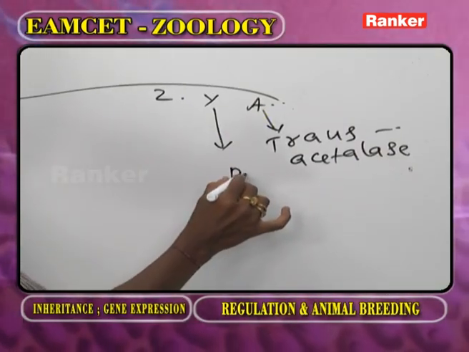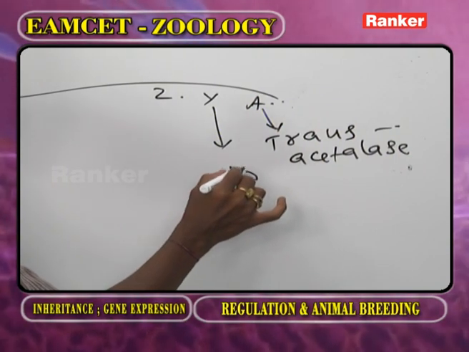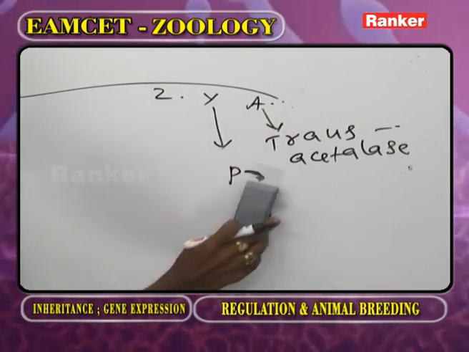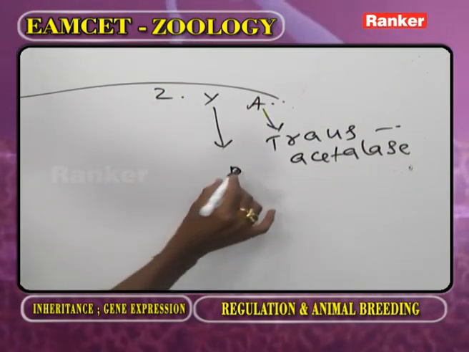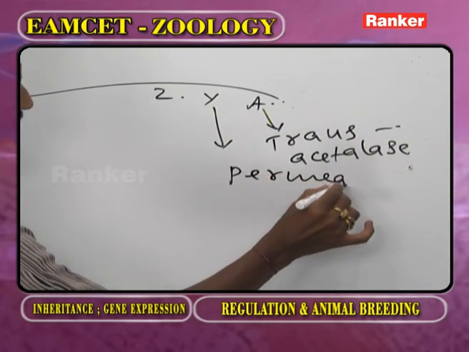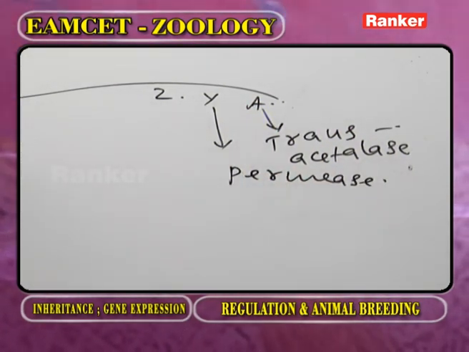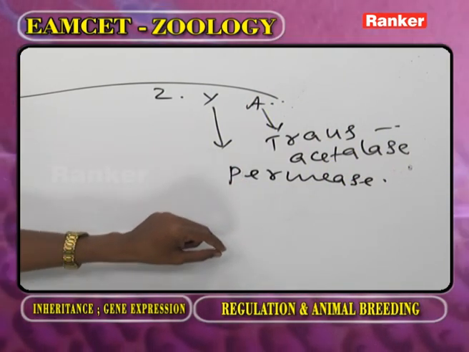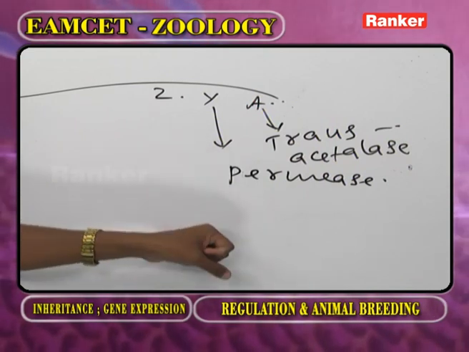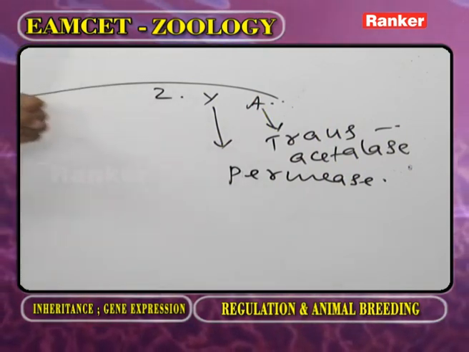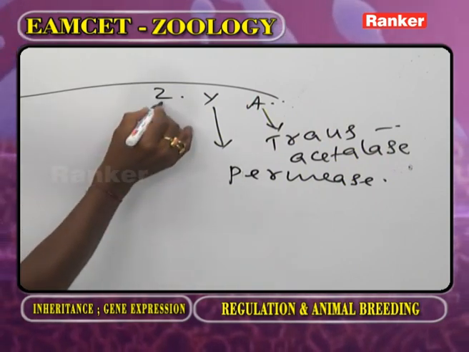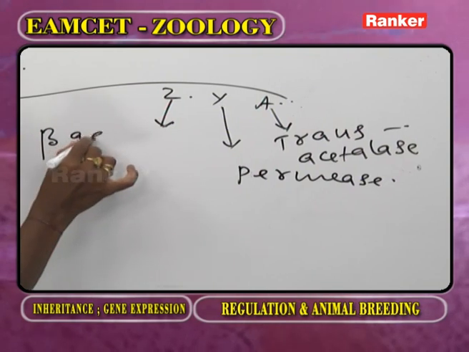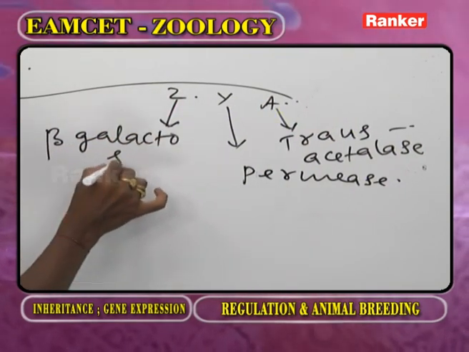The Y gene gives rise to an enzyme called permease. Now what is the function of permease? With the help of permease, the E. coli bacterium absorbs the lactose. Now what about the Z gene? It synthesizes beta-galactosidase.